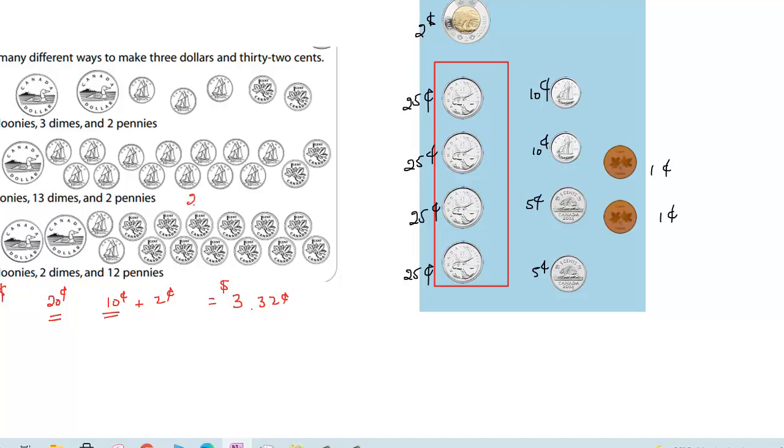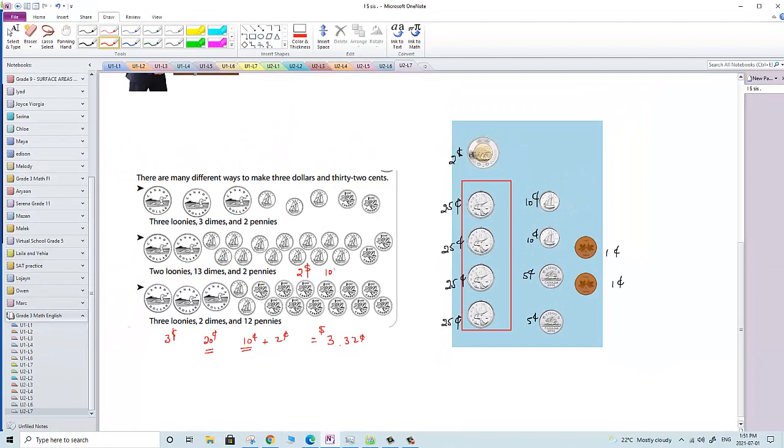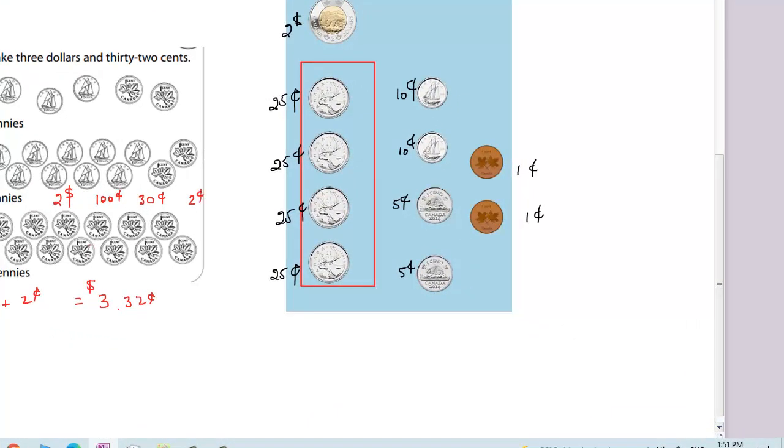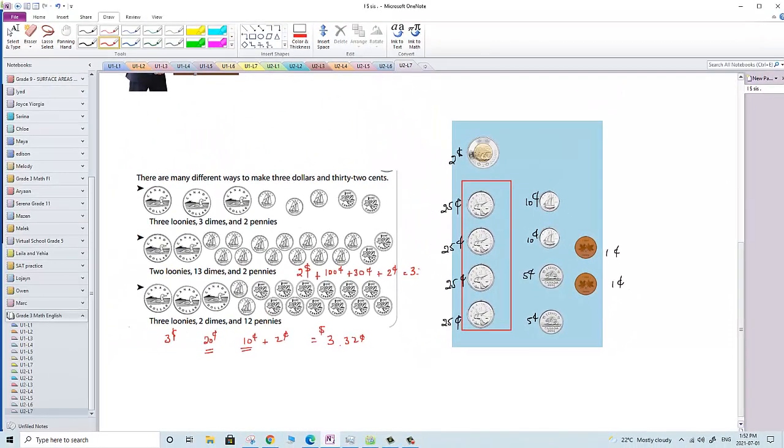I have 2 loonies for $2. 13 dimes, oh, 13 dimes. I know 10 dimes give me $1. Wow. So I can say that means 10 cents times 10 is going to give me 100 cents, which means $1. After that, 3 dimes, which means 30 cents. And after that, the 2 pennies. So if I add all together, the 100 cents means $1, $1 and 2, it's $3.32. The same thing.